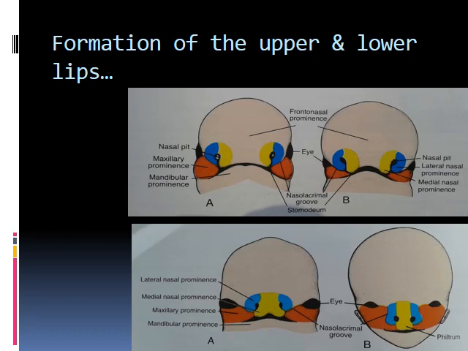On the other hand, the lower lip is entirely formed by the mandibular process. Mandibular process will form the lower lip. That means the maxillary process or the medial nasal process do not contribute to the formation of the lower lip. It is only the mandibular process that forms the lower lip, whereas the upper lip is formed by contributions from the maxillary process as well as the medial nasal process.